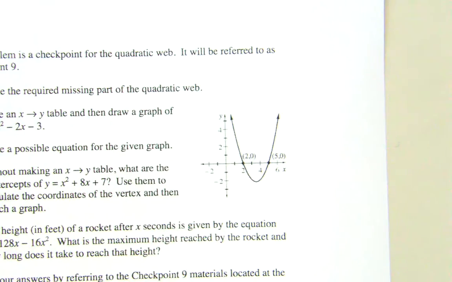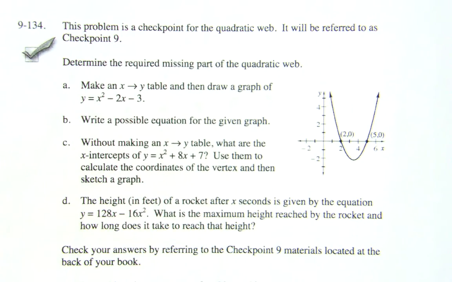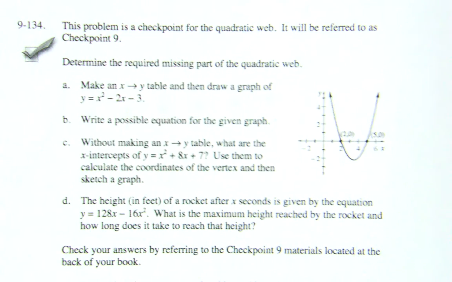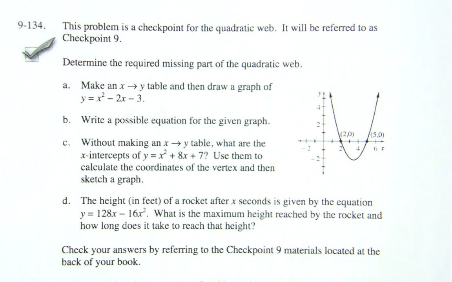134 is a checkpoint problem. I'm not going to do any of these on here, A through D. If you do not know how to solve any of these problems, we're in trouble. You should at least have an idea how to do A, B, and C. Maybe D is a little difficult. You are supposed to do them yourself. If you have any questions, I will see you Thursday after school at tutoring if you're still stuck on A through D.